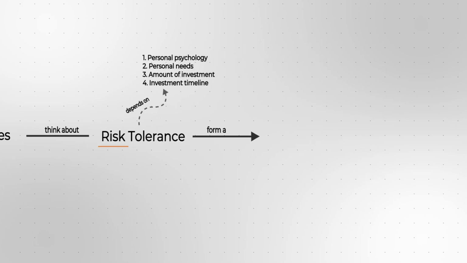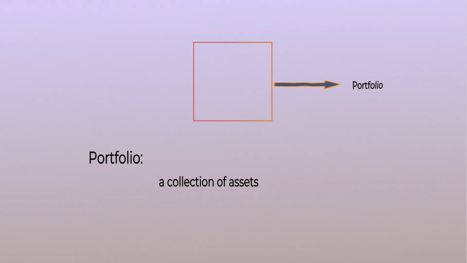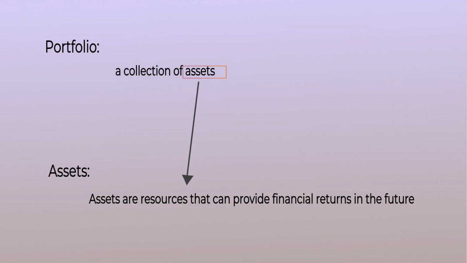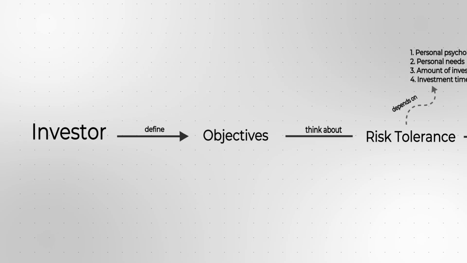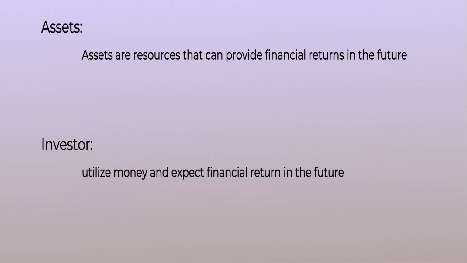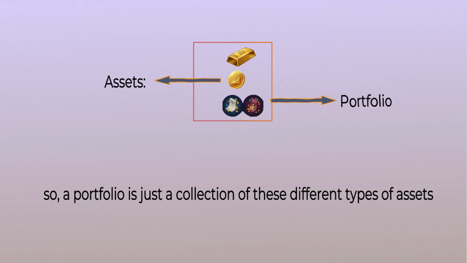Based on your risk tolerance, you form your portfolio. A portfolio is a collection of assets. But what are assets? Assets are resources that can provide financial returns in the future. Let's compare it to the definition of investor. Oh, now we see. You, as an investor, want financial returns, and an asset provides you with those financial returns. So, a portfolio is just a collection of these different assets.